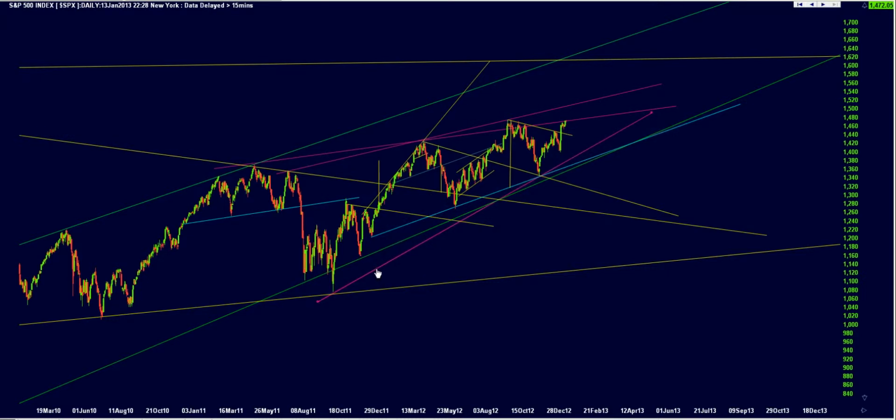The other thing that you'll notice I've done is I've changed the color of this bottom channel line here. Now this is extended from the lows that we had in October of 2011, and we've drawn that underneath the lows that we had in November of 2012.